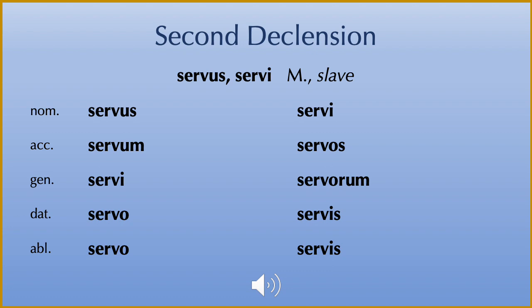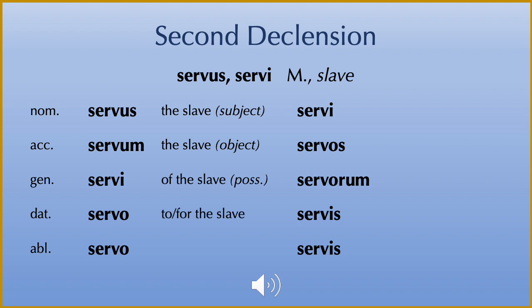Servus, the nominative singular, means the slave, subject. Servum, the accusative singular, means the slave, object, and is also found after prepositions. The genitive singular, servi, means of the slave and shows possession. The dative case, servo, means to or for the slave and is used to indicate the indirect object. The ablative case, servo, is found after prepositions, or with the meanings by, with, from, in, at, or on the slave.